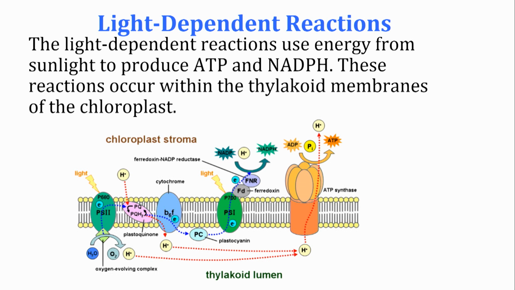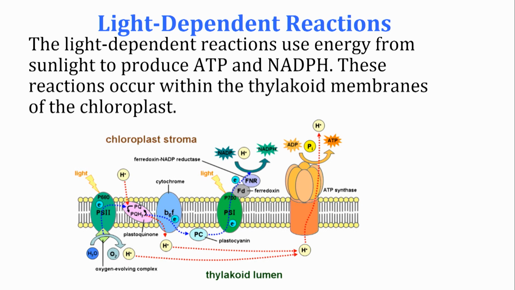To get started, let's talk about the light-dependent reactions. If something is dependent, it requires something to make it happen, right? So light-dependent reactions can only happen in the light. We need the energy from sunlight to do these reactions. The light-dependent reactions use energy from sunlight to produce ATP and NADPH. These reactions occur within the thylakoid membranes of the chloroplast.